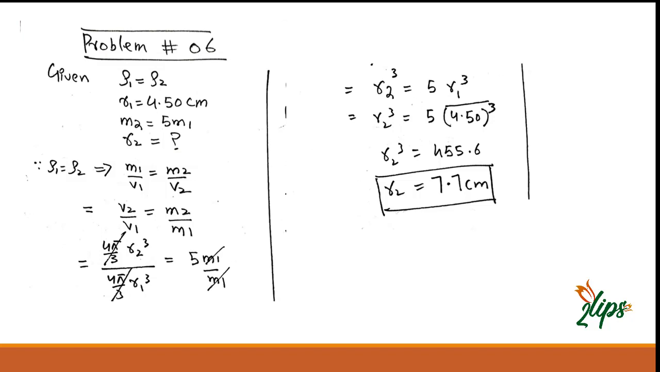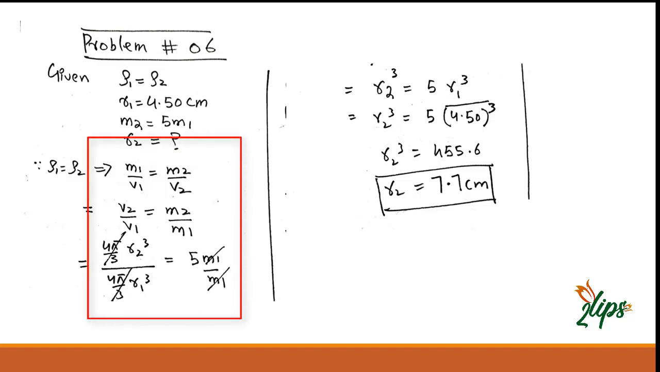Since densities are equal, I can write this expression, that is m1 over v1 is equal to m2 over v2. So I can shift the variables, so I can write v2 by v1, and on the right side, I can write m2 by m1. Since the formula for volume of a sphere is 4 pi by 3 into r square, I can write this for r1 and r2. So this 4 pi by 3 will cancel out.